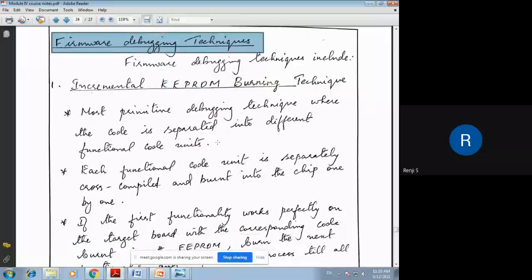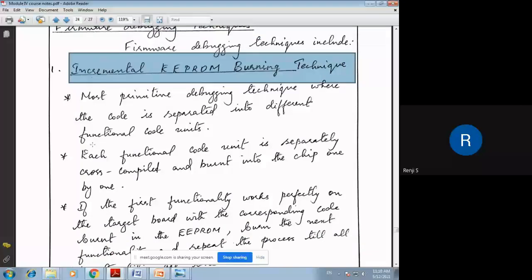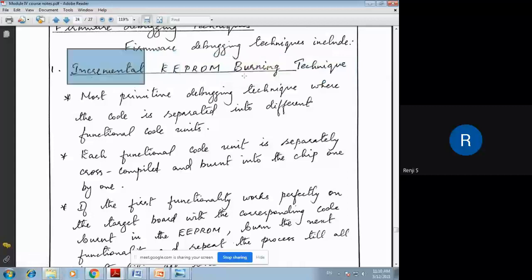The first technique for firmware debugging is called the incremental EEPROM burning technique. EEPROM is electrically erasable and programmable ROM. Incremental, this word is important, incremental EEPROM burning technique.